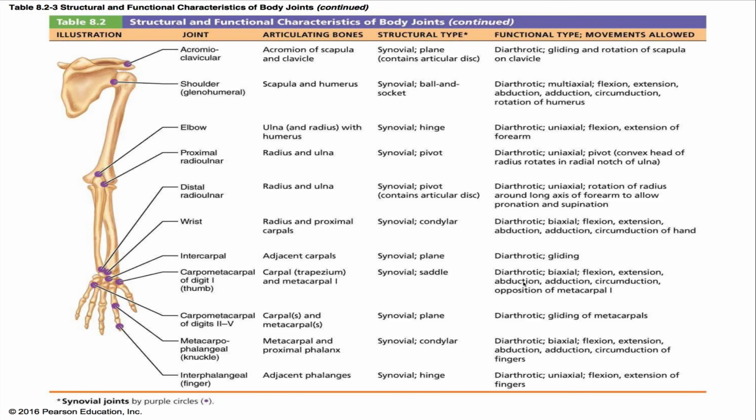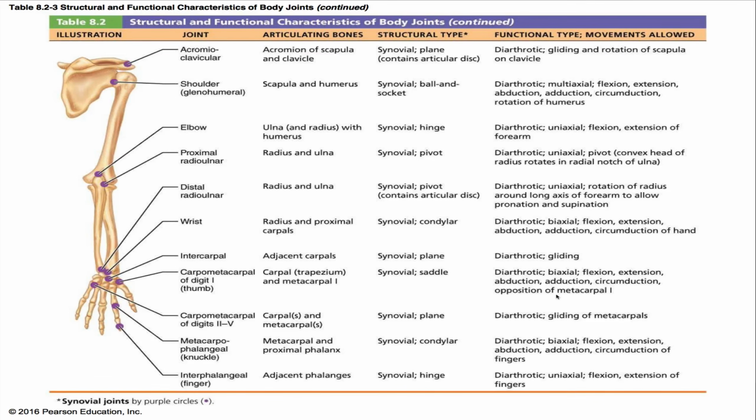Now, gliding motion. Now, the carpal metacarpal of the first digit, your thumb, the bones that are involved are the trapezium, okay, this is with the first metacarpal bone. Remember, trapezium, this is one of the carpals. And you have a saddle joint here. It's a synovial joint. Type of synovial joint is a saddle. It's diarthrotic, biaxial. It allows flexion, extension, abduction, adduction, circumduction, and opposition of metacarpal 1.